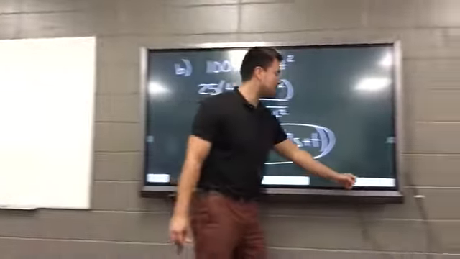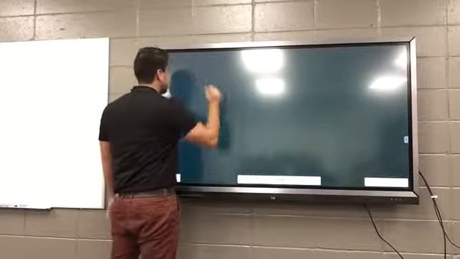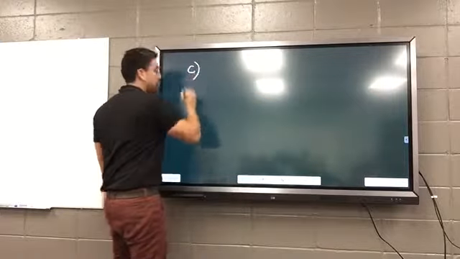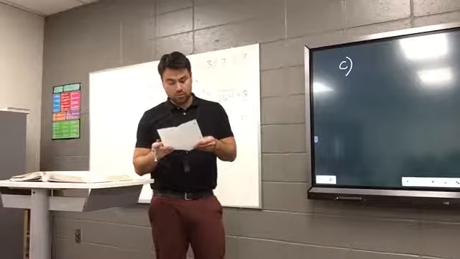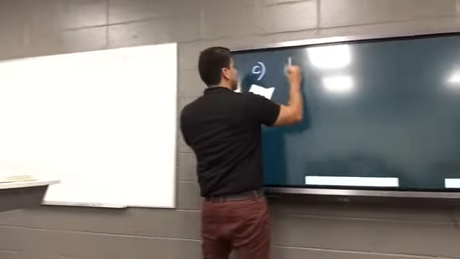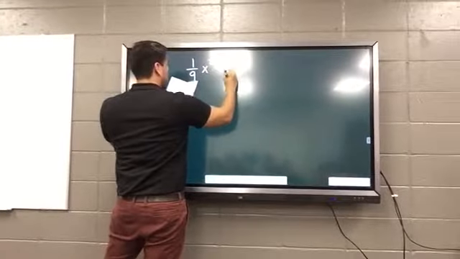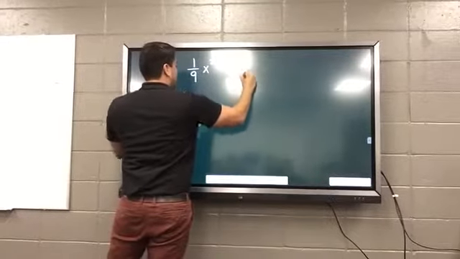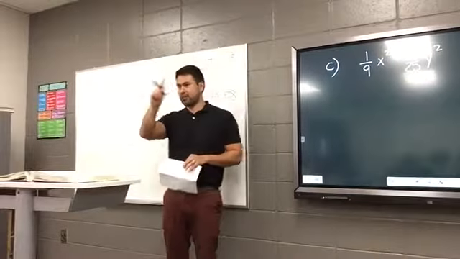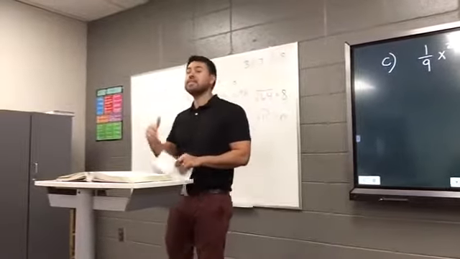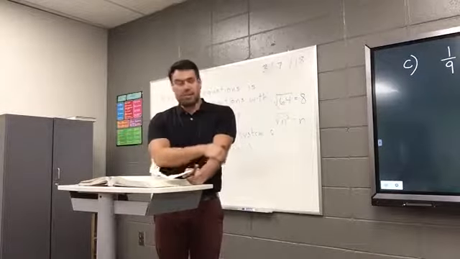One more for this example. It's C, I think. And this one: 1/9 x squared minus 4/25 y squared. What's the very first question I ask on any factoring problem? Is there a common factor? Is there a GCF that is not 1? What do you think? No.